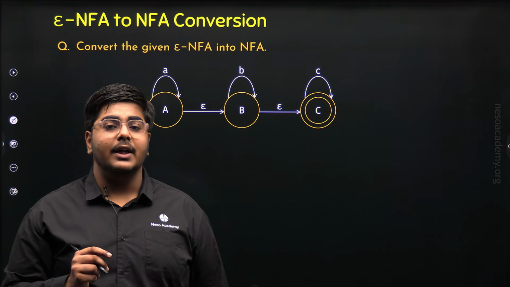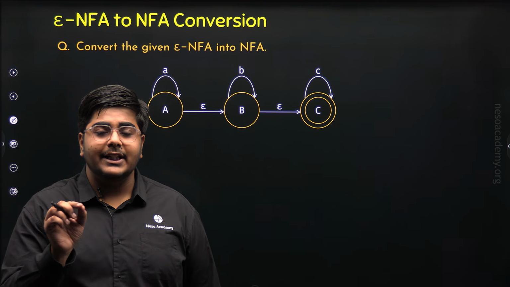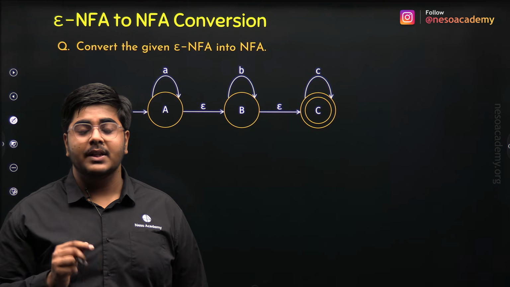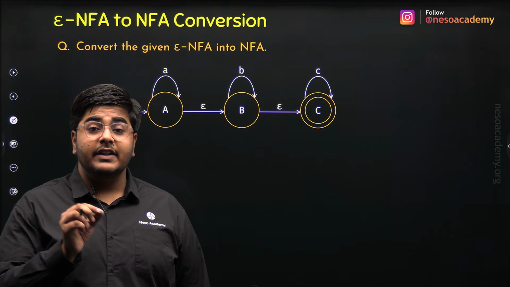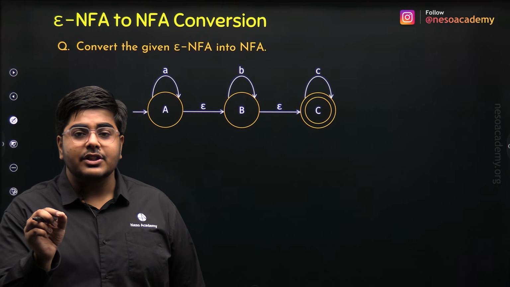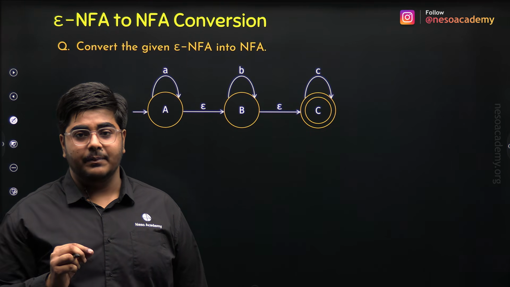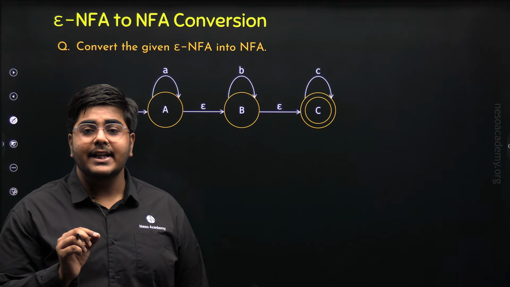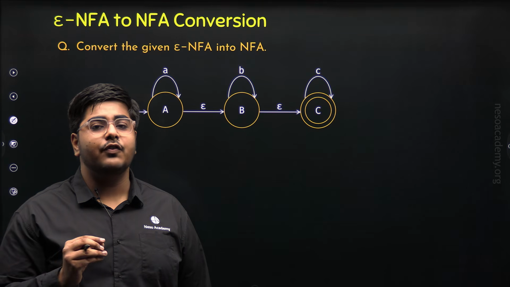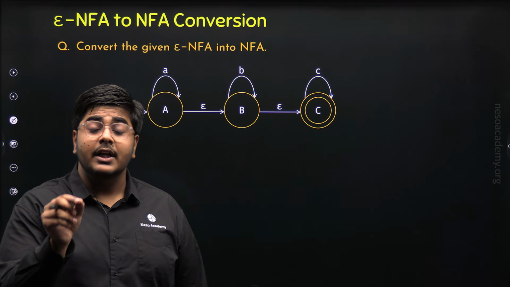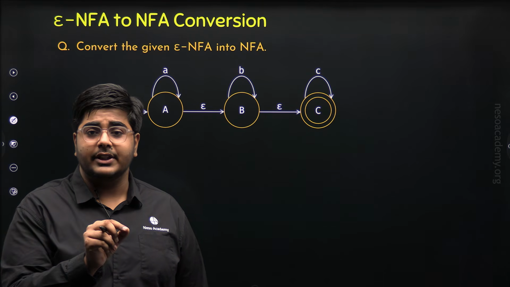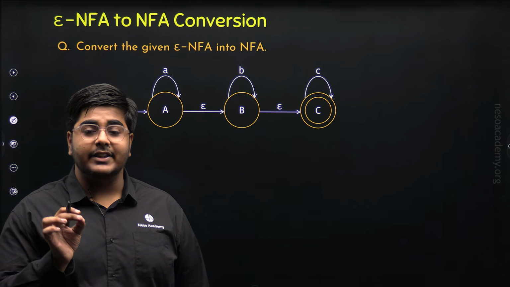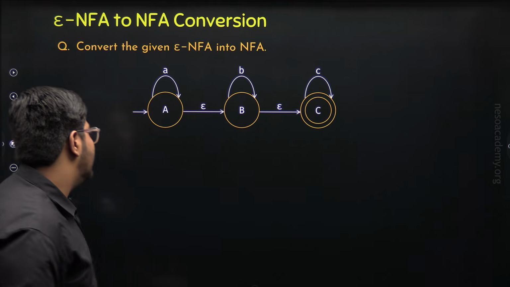In step number 1, we need to find the epsilon closure of all the states of this epsilon NFA. In step number 2, we need to find all the new transitions for our resulting NFA. In step number 3, we need to update the final states, and in step number 4, we need to construct the transition table and transition diagram of our resulting NFA. So let's start with step number 1.